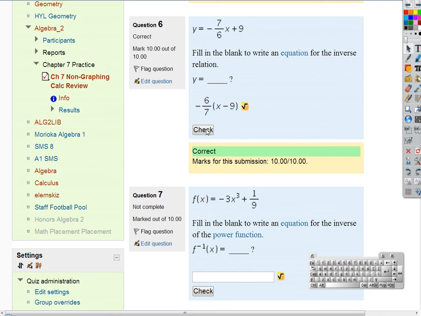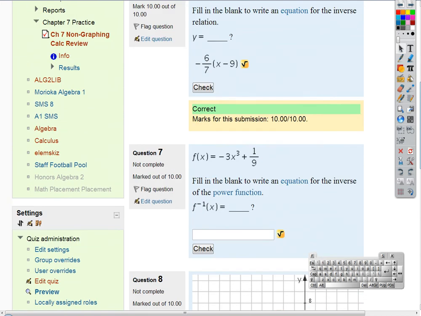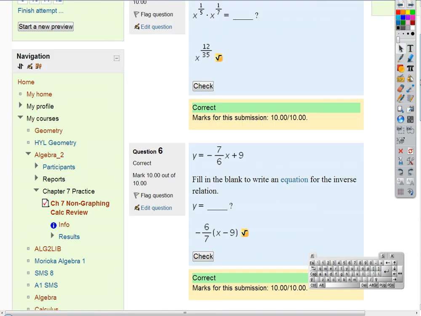Okay, next one. A little bit harder. Just a little bit more to it. And we're almost, well, we got 8 total. Is that right? No, 12 total. A few more to go.